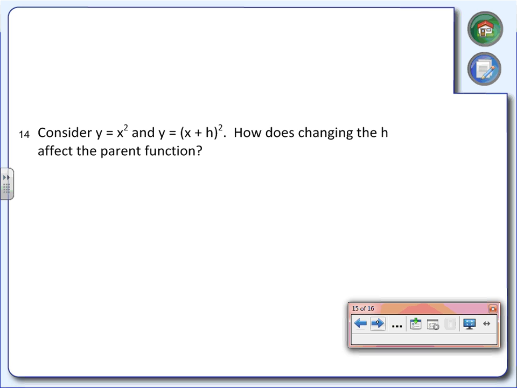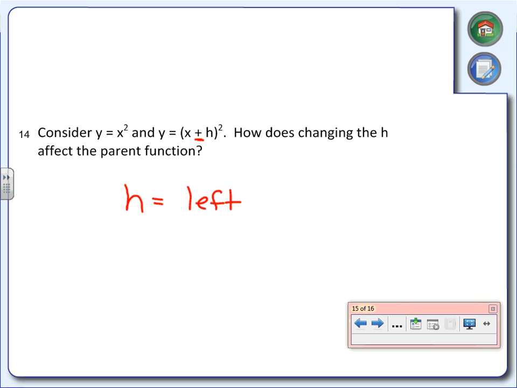And the last one here, number 14, says here, consider the quadratics y equals x squared and y equals (x plus h) squared. How does changing the h affect the parent function? So that's kind of like what we did over there. What is the h going to do to the graph? It's going to move to the left in this particular case because it says a plus. However, if it was a minus, we would move to the right.